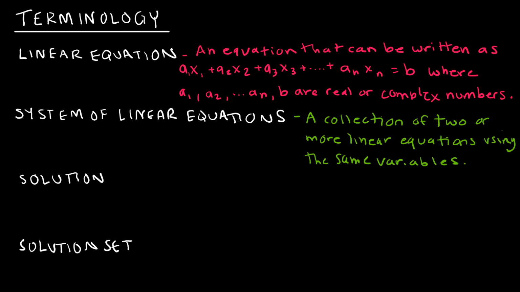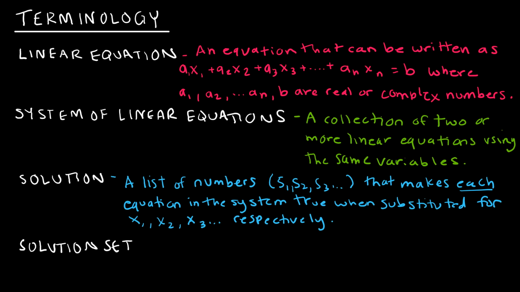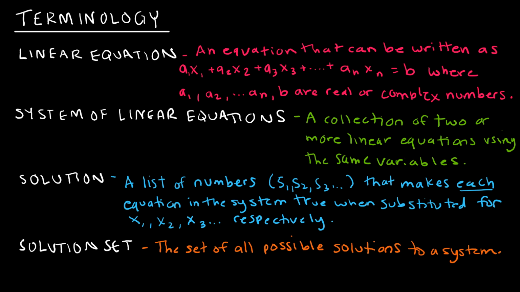A system of linear equations would be two or more linear equations that use the same variables. A solution is a list of numbers that makes each equation in the system true, so that's important. It's not just making one of the equations true or two of the equations. However many equations we have, we should be able to substitute those values back in for x1, x2, x3, etc., and make the equation true. And the solution set is the set of all possible solutions to a system. So it could be that you have one solution, or many solutions, or no solution. So let's take a look at what that might look like.